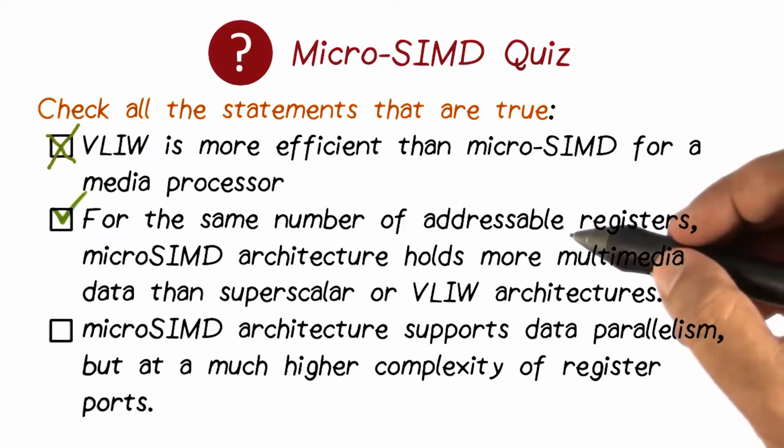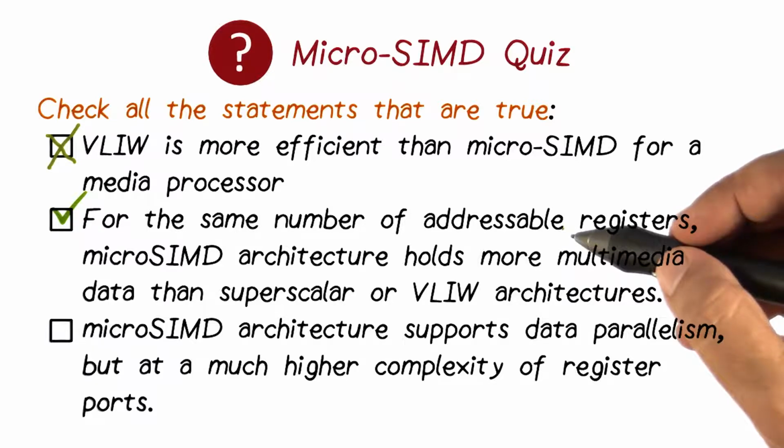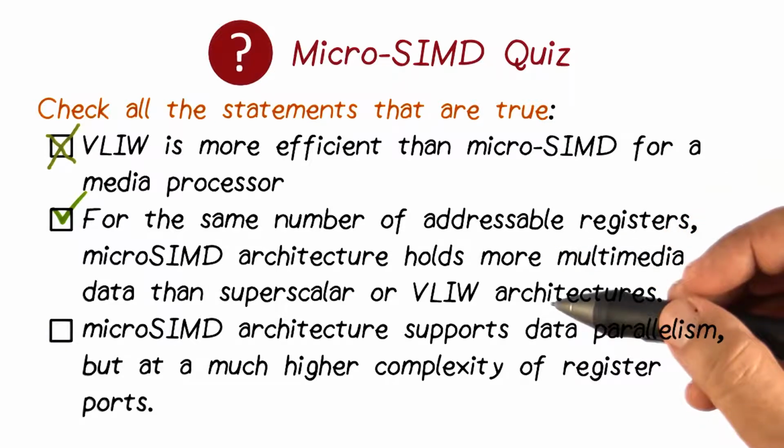What about the second statement now? For the same number of addressable registers, micro-SIMD architecture holds more multimedia data than superscalar or VLIW architectures. This statement is true. That is because micro-SIMD allows you to deal with sub-word level parallelism. In other words, for a large word such as a 64-bit wide word, micro-SIMD allows you to pack, in fact, 8-bit words.